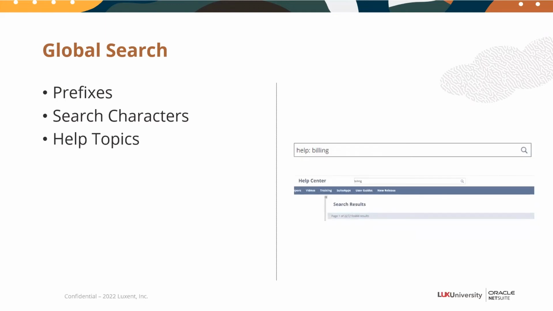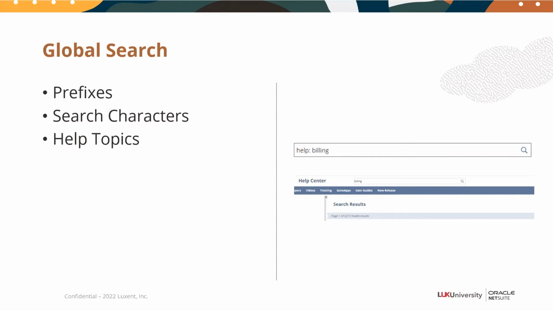All right. And then next, something that a lot of people don't know is that you can actually get to help from the global search. So if you put help: and then search for a topic in global search, it will take you to the help center and find all of the help topics related to that search query that you just made. So this is a shortcut to getting to that help topic screen when you know what topic that you are looking for.